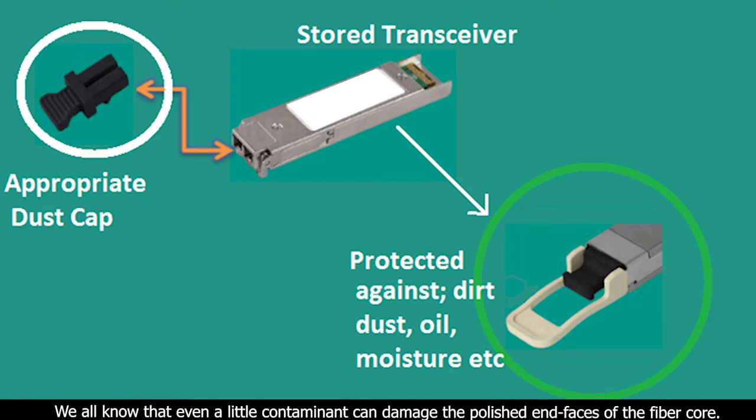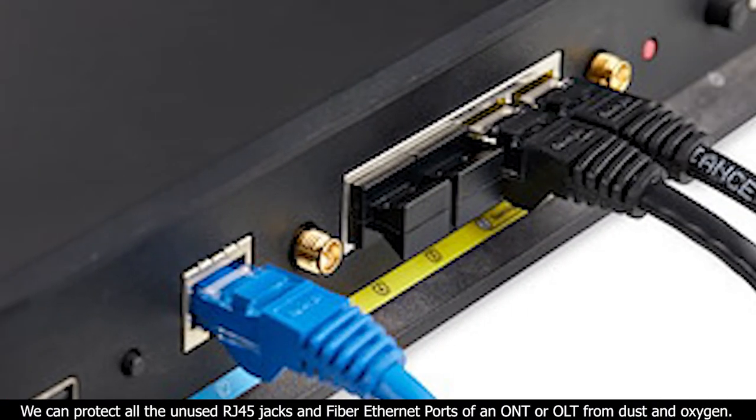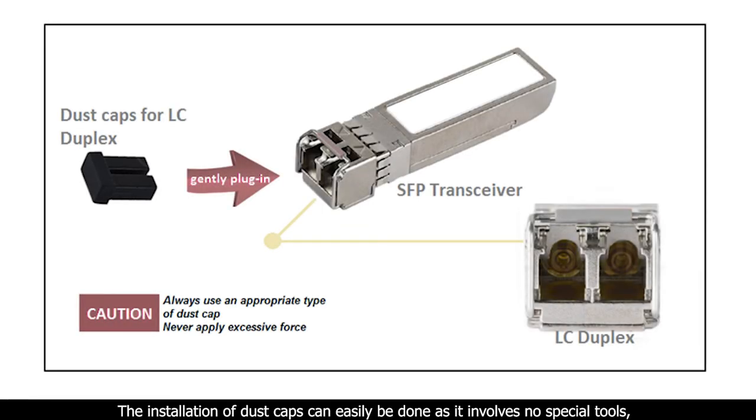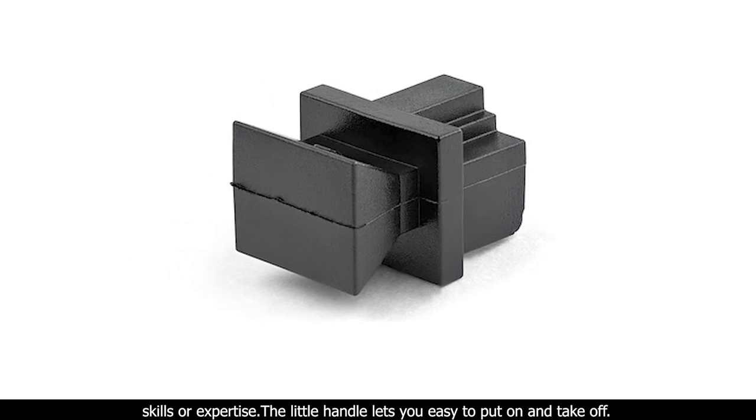We all know that even a little contaminant can damage the polished end faces of the fiber core. So, the use of these caps during storage and transit is always advised. We can protect all the unused RJ45 jacks and fiber Ethernet ports of an ONT or OLT from rust and oxygen. The installation of dust caps can easily be done as it involves no special tools, skills, or expertise. The little handle makes them easy to put on and take off.